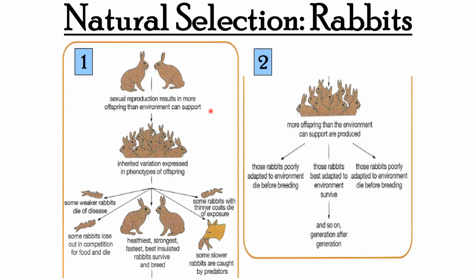And just to exemplify the process, here we have rabbits. The rabbits have bred like rabbits, and there's lots of variation within their offspring. You have the ones who are less well adapted. They have maybe had disadvantageous mutations. They die, for example, because they're slow. The best adapted, the ones with the most favourable mutations, survive and they breed, and then again more offspring are produced, and it just repeats, generation after generation, and then you have the rabbits best adapted to their environment surviving.